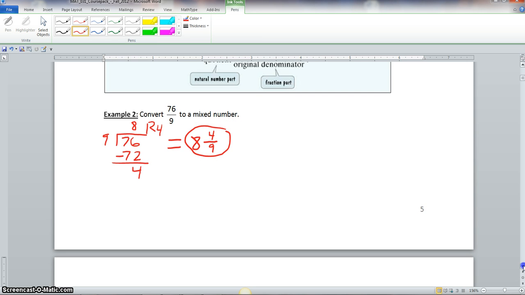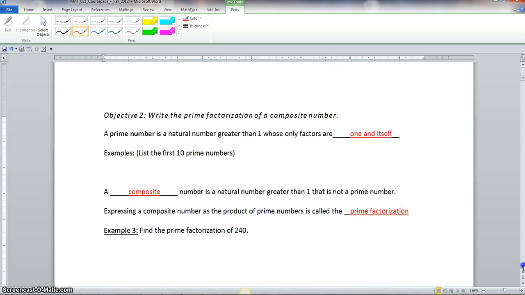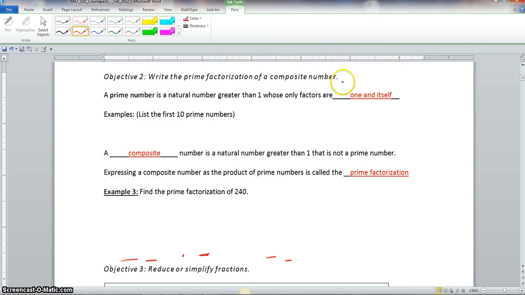Now we scroll down here to the next page. I took the liberty of filling in some of these definitions. It says here, a prime number is a natural number greater than 1 whose only factors are 1 and itself. Now we want to list the first 10 prime numbers. But before we do that, I want to talk to you about these numbers that have factors of only 1 and itself. They said numbers greater than 1. They are not talking about decimals or fractions. That's what this is called, natural numbers.